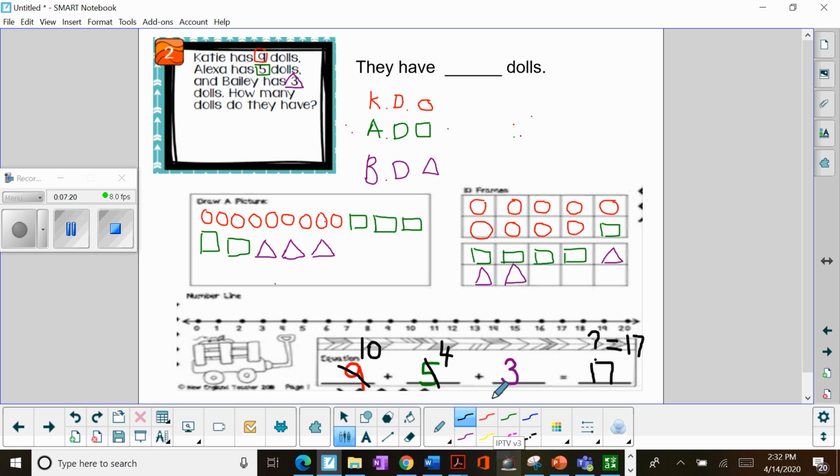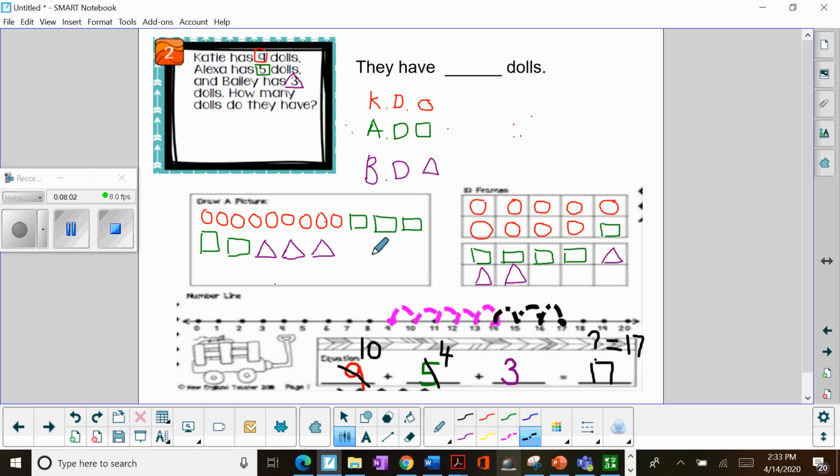So we're going to look at our number line. Let me use this cool little thing, dotted line there. So we're going to start with the biggest number, which is 9. Okay. And then we're going to first make 5 jumps. 1, 2, 3, 4, 5. And what number did I land on? I landed on 14. But I'm not done there. I need to make 3 more jumps for Bailey's dolls. So 1, 2, 3. And I land on 17.